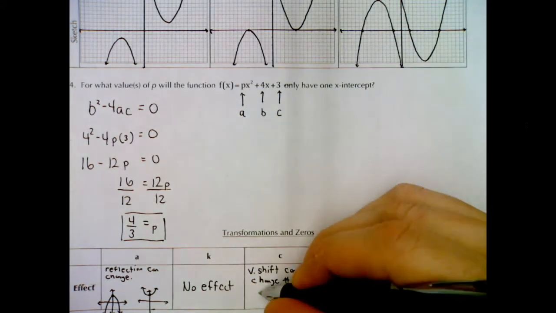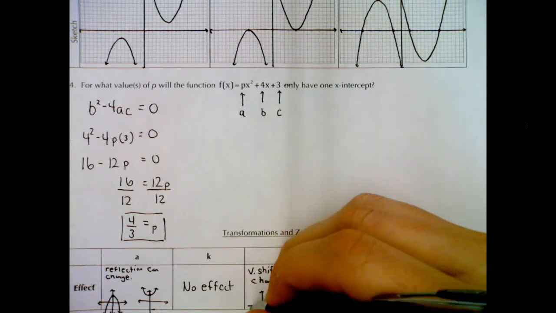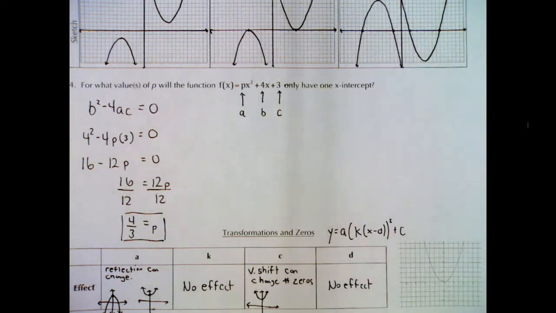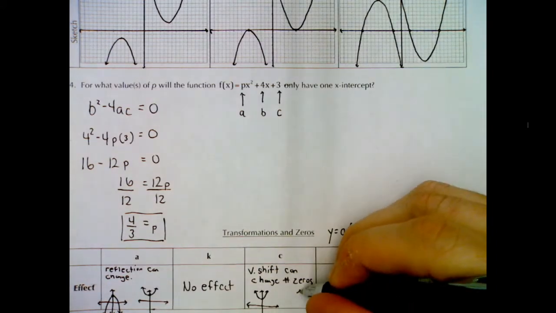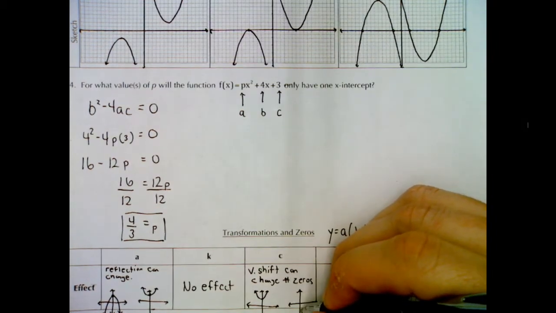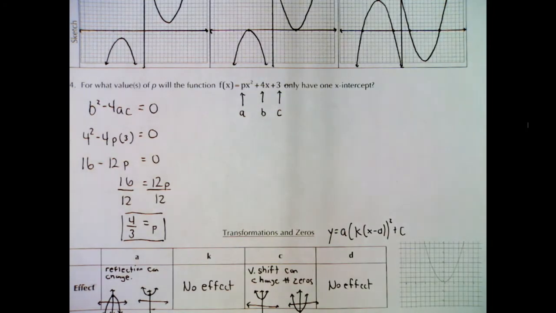For instance, if we had that original parabola and we shifted it up, it would have no x-intercepts instead of 1. And if we shifted it down and it opened up, we'd have 2 x-intercepts. So going up or down does change the number of x-intercepts.